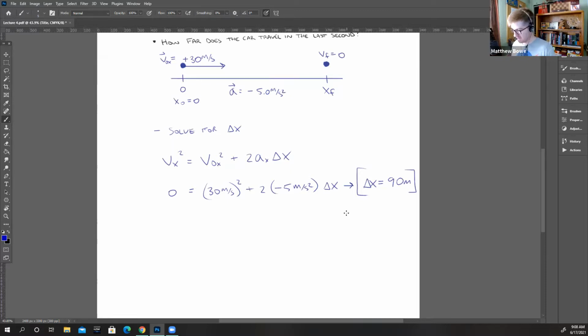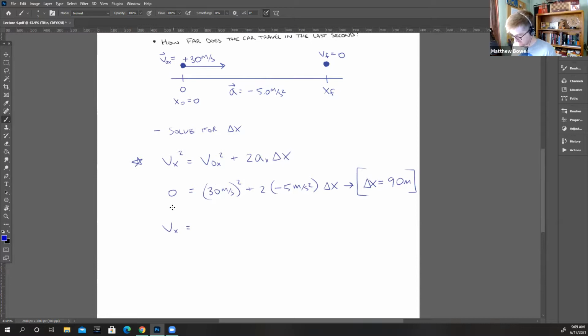Now, how long does it take to stop? Can we use the same kinematic equation? We can't, because there's no time in this equation, and we need to solve for time. A lot of solving problems is just trying an equation out and seeing if it works for that specific problem. There's a lot of trial and error in figuring out which one might work.